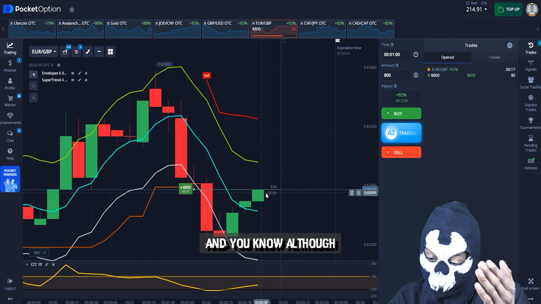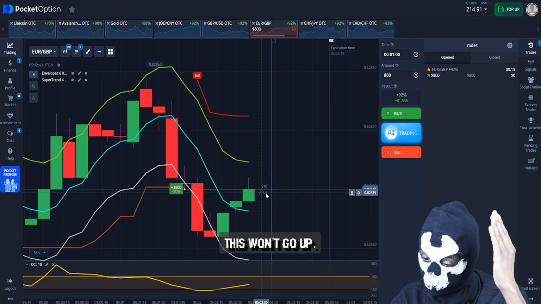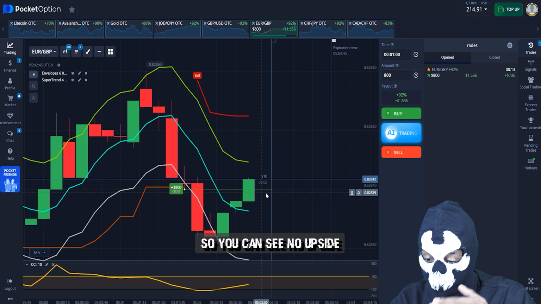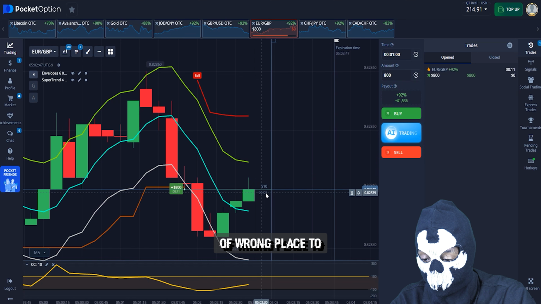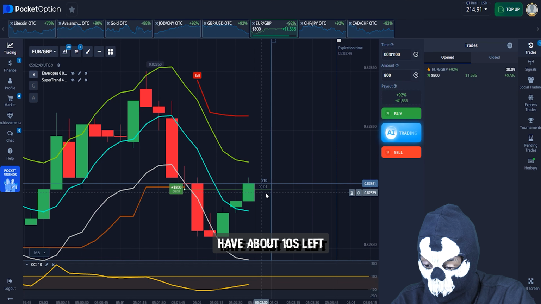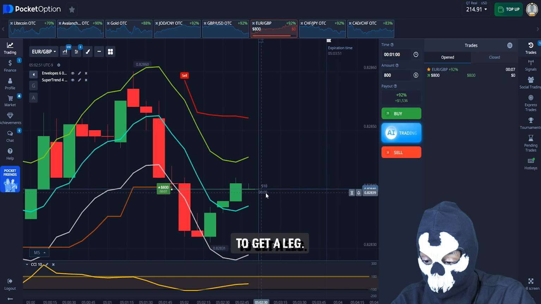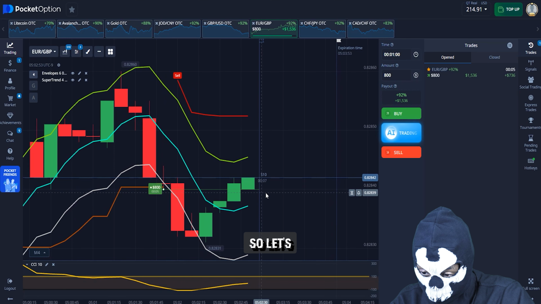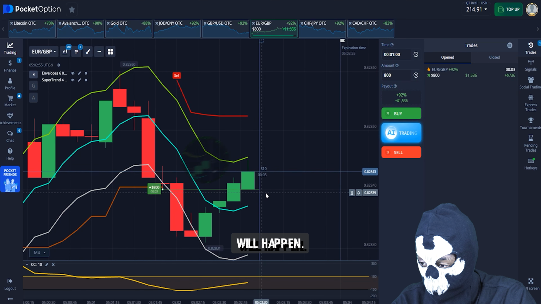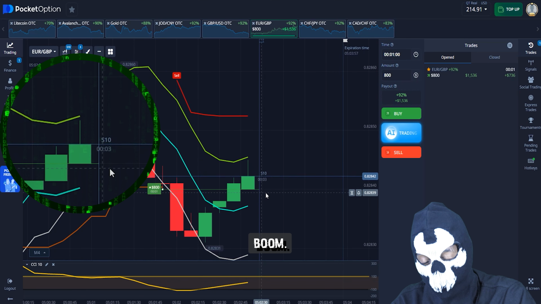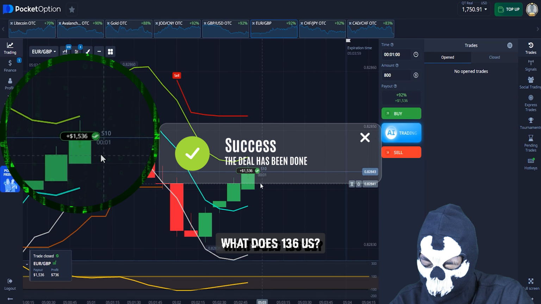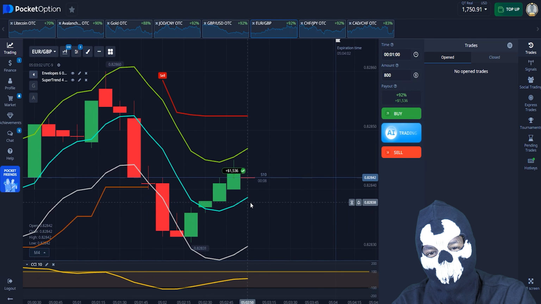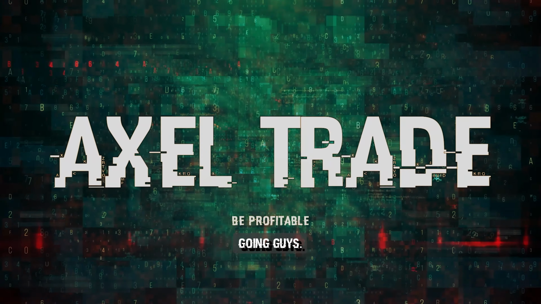And with all my experience, I know that it's going to go up. So as you can see now on the upward side of where we placed our trade from, we only have about 10 seconds left till we get our bag. So let's just watch and see what's going to happen. So 2 seconds left. Boom! $1,136. Let's keep going, guys.